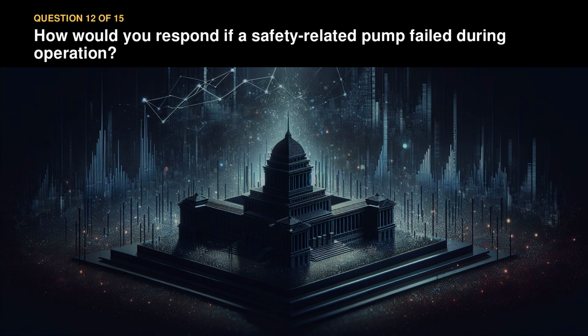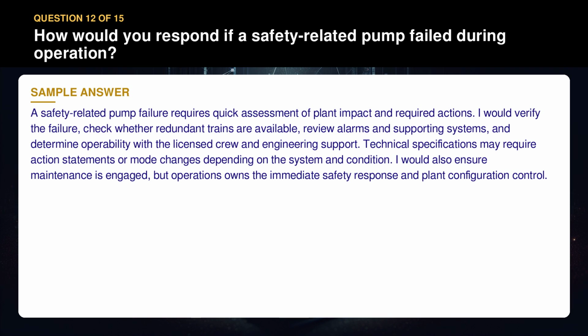Question 12. How would you respond if a safety-related pump failed during operation? A safety-related pump failure requires quick assessment of plant impact and required actions. I would verify the failure, check whether redundant trains are available, review alarms and supporting systems, and determine operability with the licensed crew and engineering support.